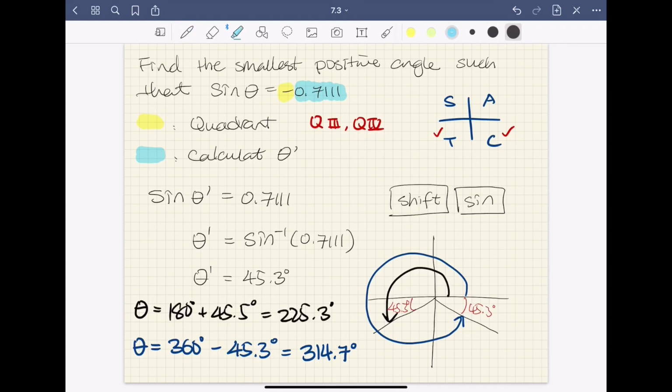But if you look at the question, it only asks you to find the smallest positive angle. If you consider these two angles, which one is smaller? The black one, right? So our final answer is just the black one, where theta is equal to 225.3 degrees.